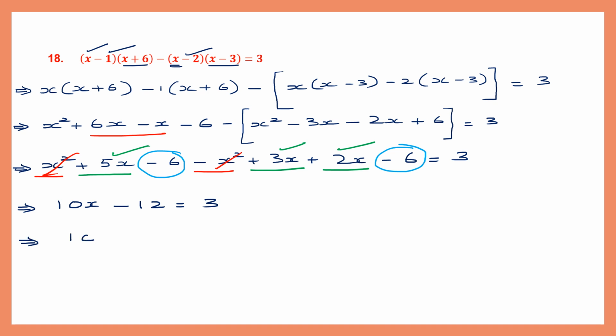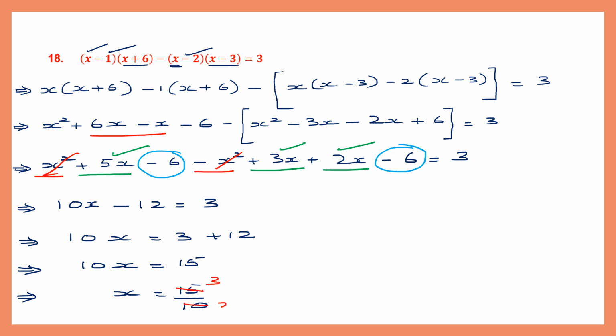So now let's work on 10x. 10x is equal to 3 plus 12. 10x is equal to 15. So now let's find the value of x alone. x is equal to 15 by 10. Cancel it by 5. 5 3s are 15, 5 2s are 10. That means x is equal to 3 by 2, which we can convert to 1 by 2. So we have found the value of x. x is equal to 1 by 2. This is our final answer.